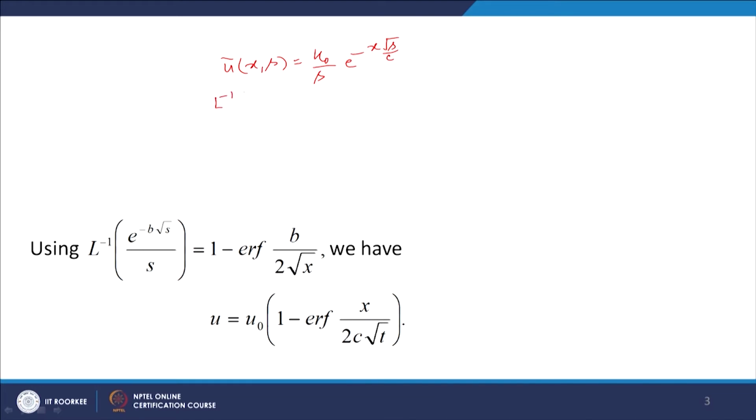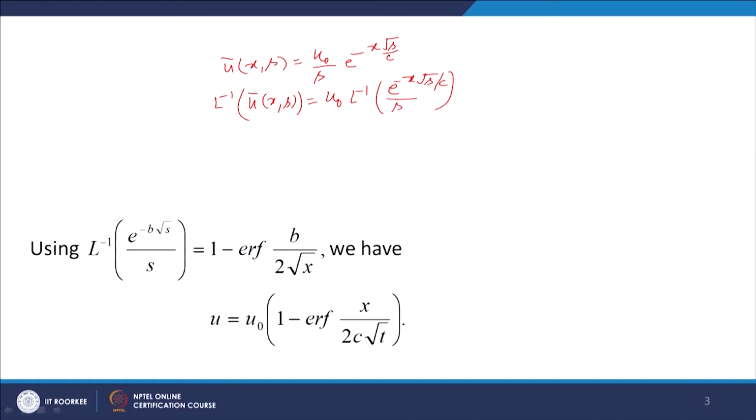So L⁻¹ of ū(x,s) equals u₀ times L⁻¹ of e^(-x√s/c)/s. Okay. Now, in the last lecture we had found the inverse Laplace transform of e^(-b√s)/s equal to 1 minus the error function of b/(2√t). So, let us apply this result. This result we had seen, we had proved using the inversion formula for the Laplace transform, and so this we can use, and this will give you.